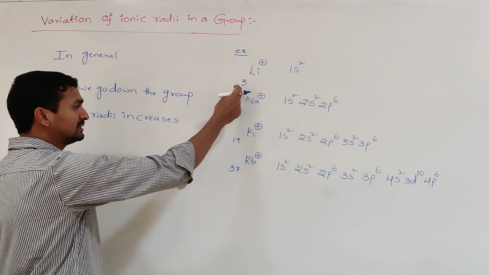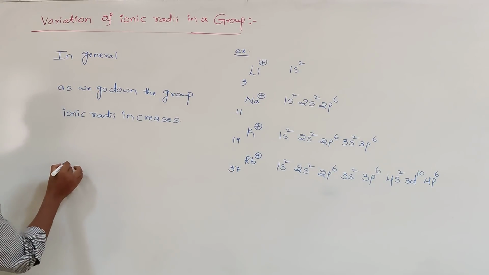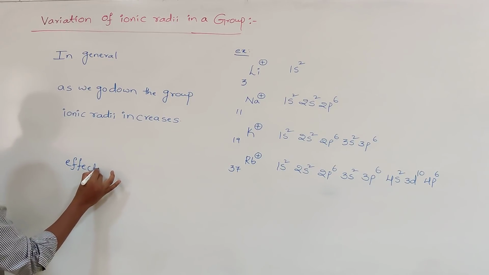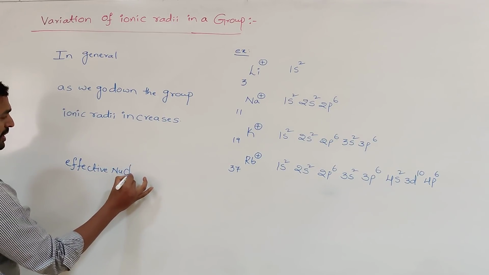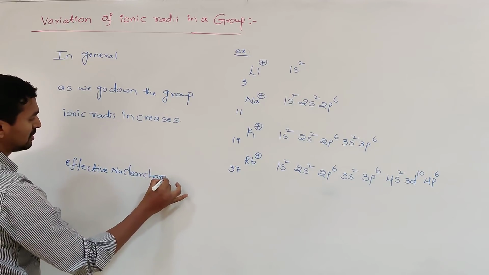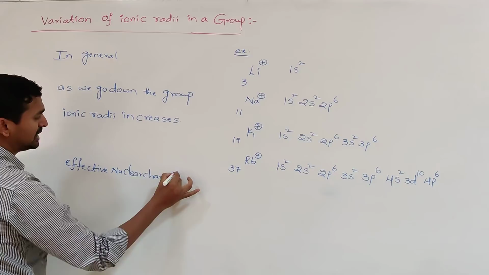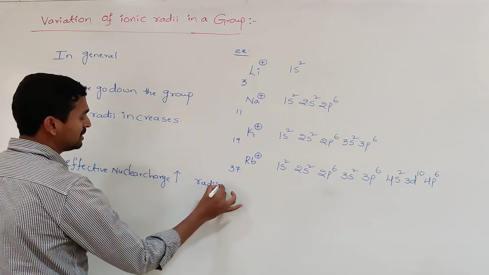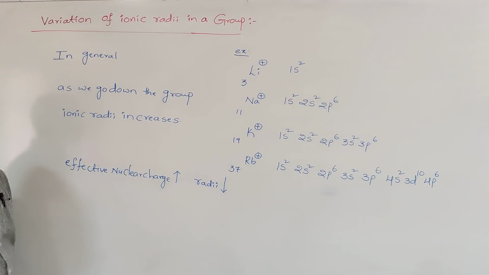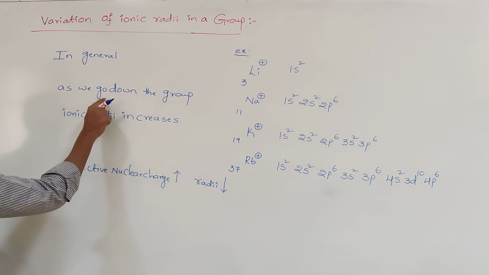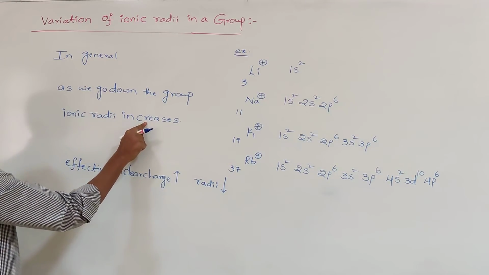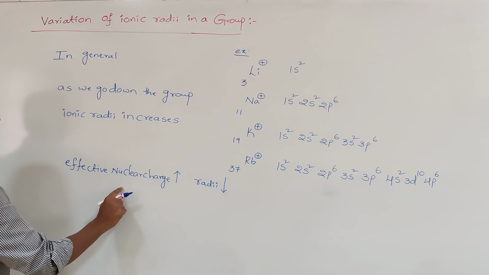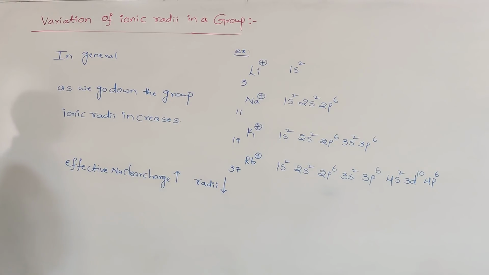That means if we consider the positive charge, that means the effective nuclear charge increases as we go down the group. So the ionic radii decreases. But the statement says, as we go down the group, ionic radii increases. Because of the increasing positive charge here, ionic radii decreases. That means there is one more factor that must be predominant over this effective nuclear charge.